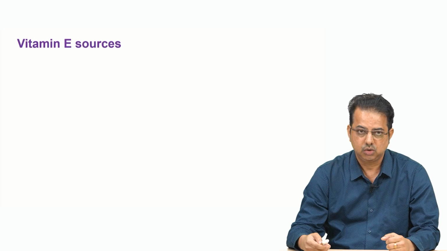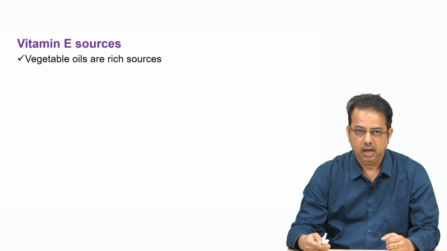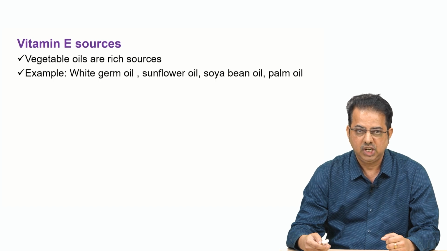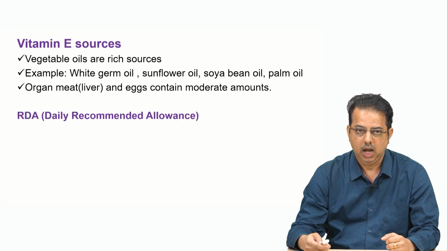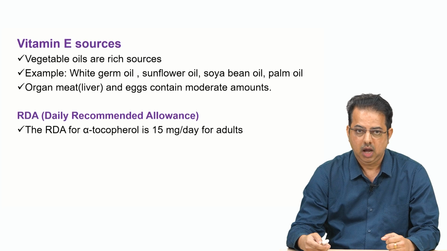Next, we shall discuss the source of vitamin E. Vegetable oils are a rich source of vitamin E, for example wheat germ oil, sunflower oil, soya bean oil, palm oil. Egg yolk and organ meat also contain moderate amounts of vitamin E. RDA for alpha tocopherol is 15 milligrams per day for adults.